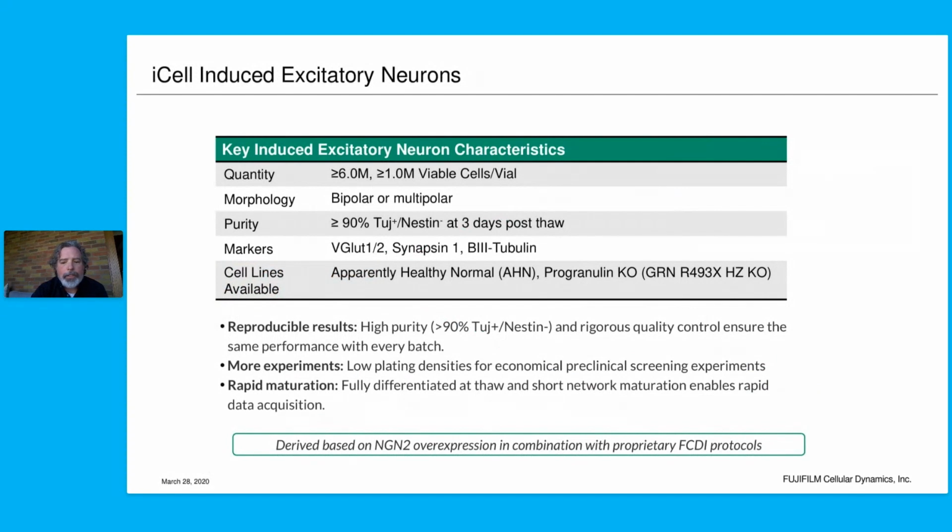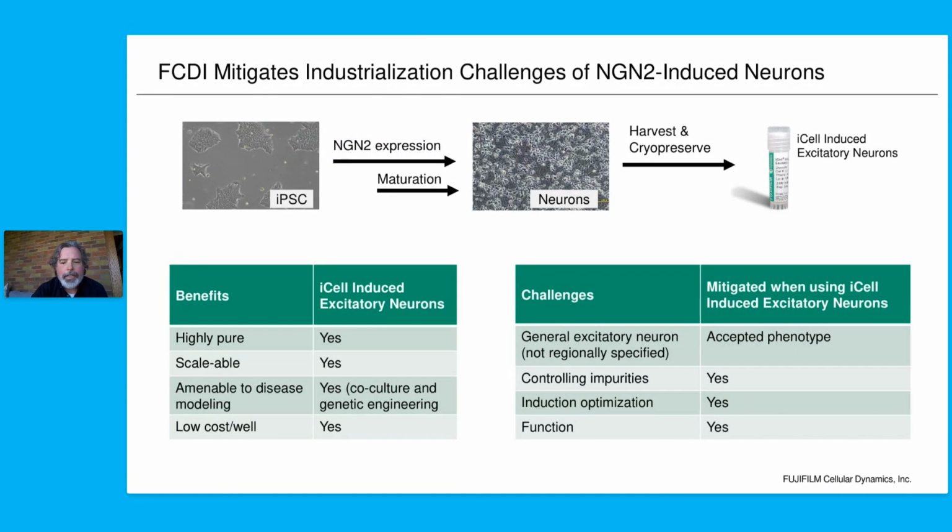So FCDI has manufactured NGN2 induced glutamatergic neurons and released them as iCell induced excitatory neurons. These come as fully differentiated, cryopreserved cells that are highly pure and designed for use in high throughput assays due to their low plating density and robust and reproducible performance. This next slide shows the manufacturing process at a high level from iPSCs through NGN2 overexpression, maturation of the neurons, and then cryopreservation of them into what you would receive as a cryopreserved, fully differentiated glutamatergic neuron.